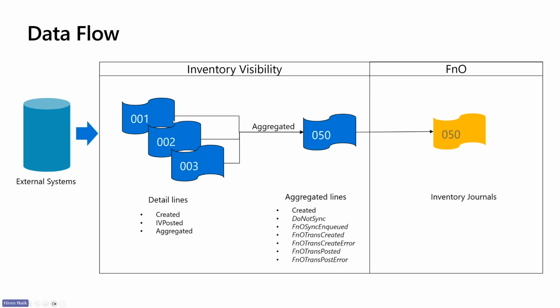And so at this moment, in this example, you can see line number 1, 2, and 3 aggregated into line number 50. And then this aggregated transaction line will be created into Dynamics 365 SCM under the adjustment journal and will be posted. Now, when you look at the inventory visibility service business layer and you review the details line, each detail line maintains a different status.